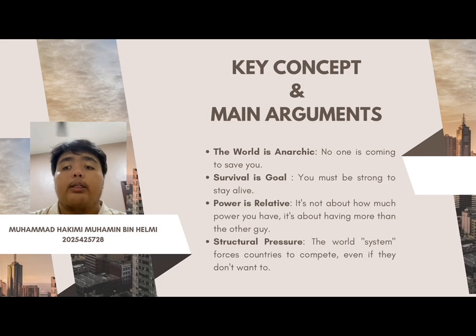The first one is the world is anarchic. In simple terms, this means there is no global police force. No one is coming to save a country if things go wrong, leaving a nation to look out for themselves. Because of this, there goes the second pillar, which is that survival is the primary goal. To survive in an anarchic world, a country must be strong just to stay alive and protect its sovereignty from any forces outside of its nation.